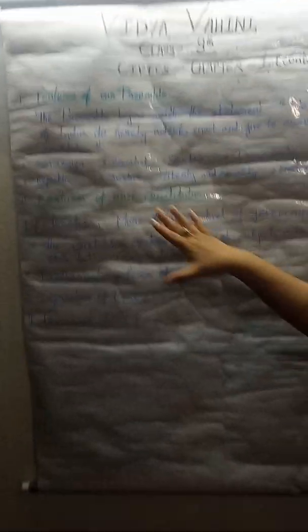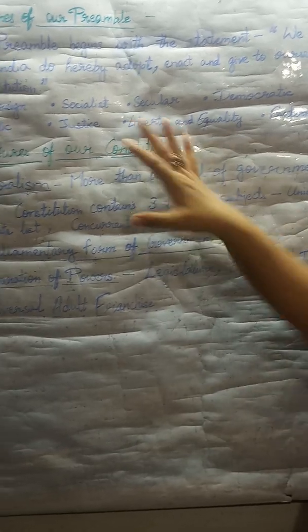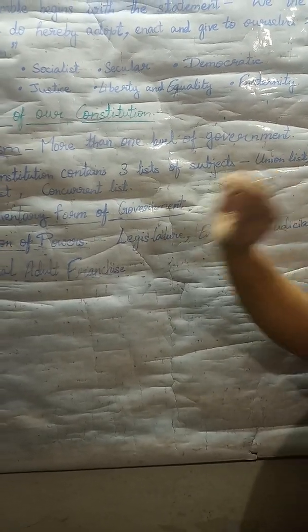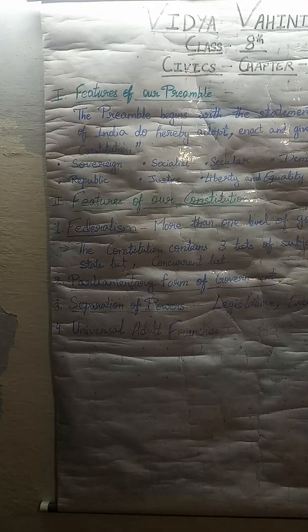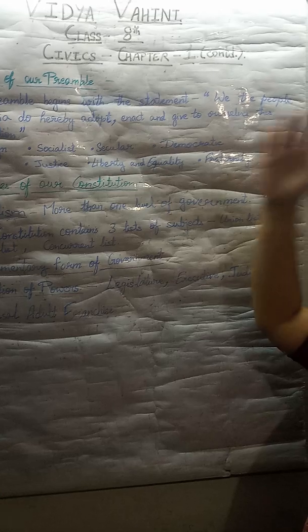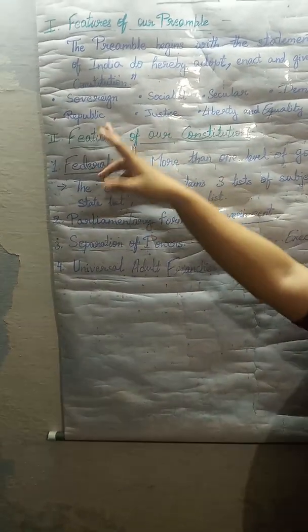Now you can see there are many words written over here. What are these words and what do they mean? These are the words used in the preamble, and these words are the basic features of the preamble. As we know, the preamble is the basic idea of the constitution, so these words are automatically the features of our constitution also. Fine. The very first word over there is sovereign. Now, what does this mean?